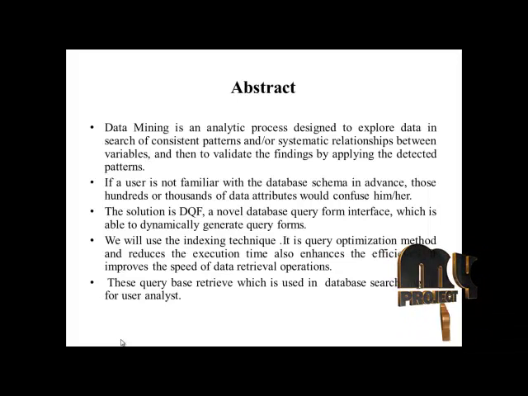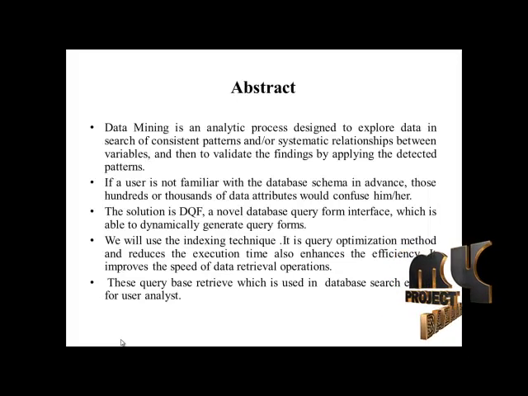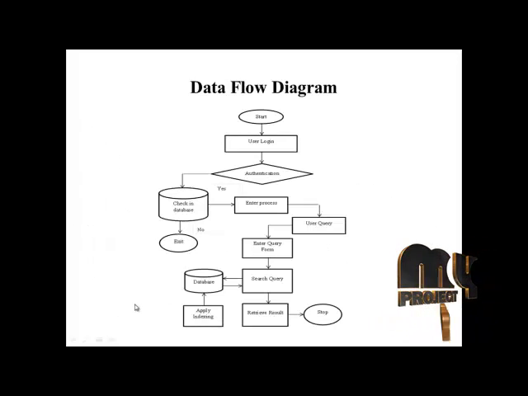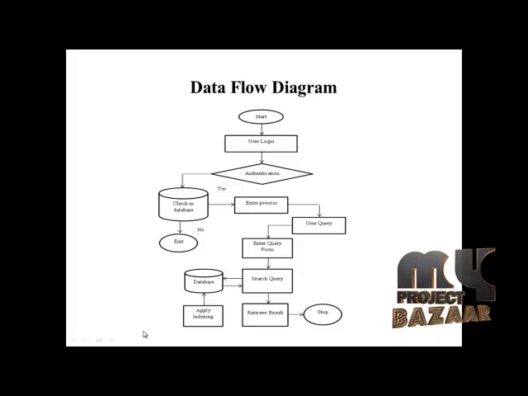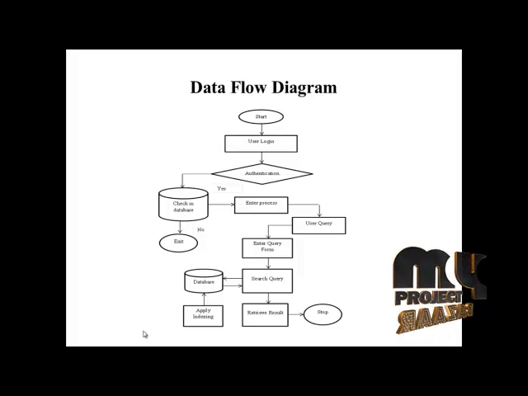Here we use the database query, that is the author and the books, which are represented here as the database search query results. Here we take the data set about the books and authors. Next we go for a data flow diagram.